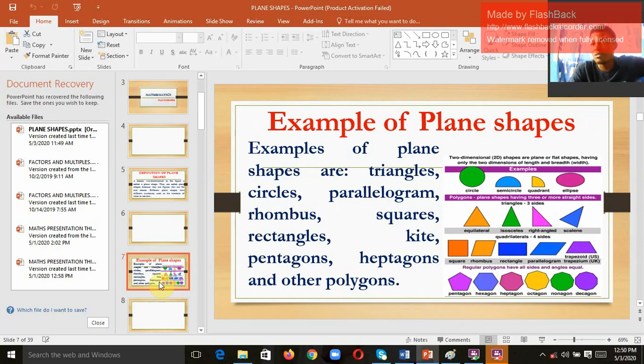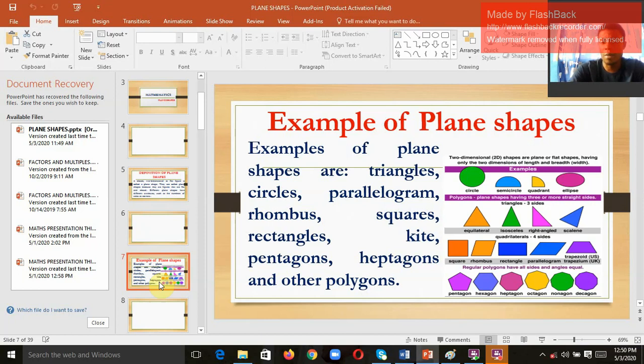So these are shapes that have two dimensions. Three-dimensional shapes, we're coming to that, are solid shapes, but we're looking at plane shapes. So they have two dimensions, length and breadth. You can see other examples: triangles, squares, rhombuses, rectangles, and other polygons such as pentagons, hexagons, octagons, and so on. So let's quickly look at the attributes of some plane shapes.